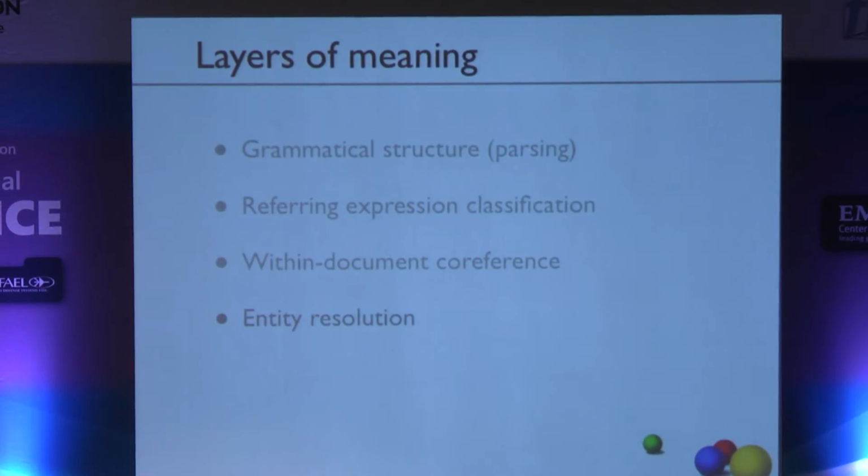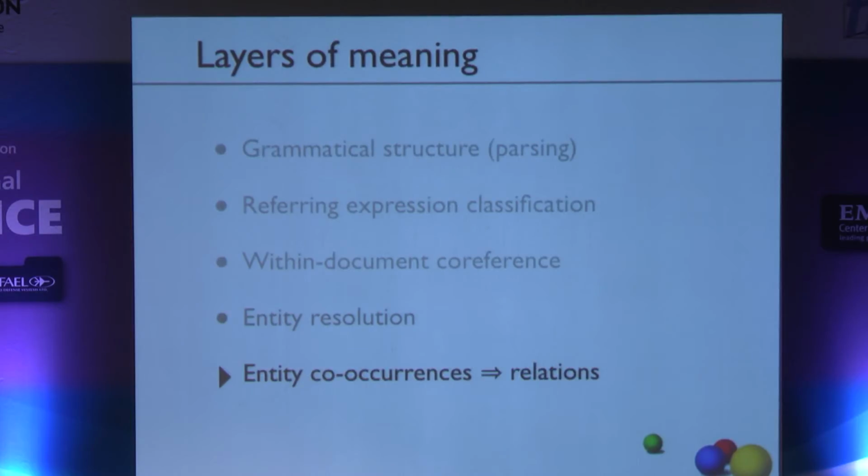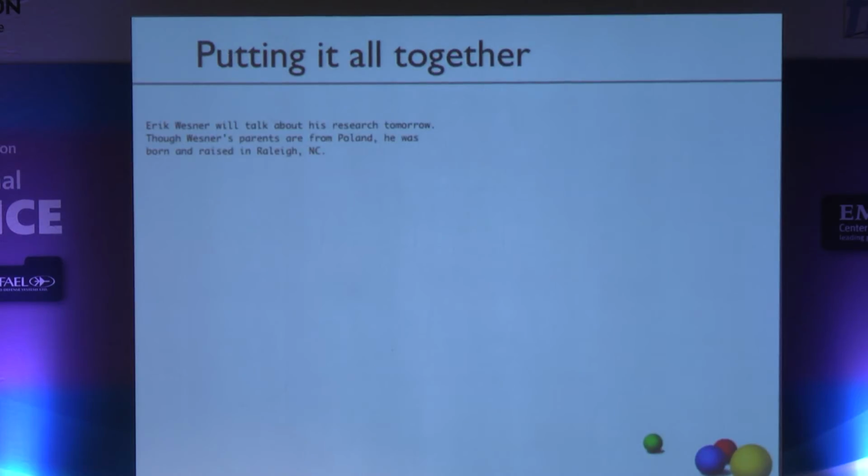All of these things, which are extremely important and complex, I will not talk about here, because what I'm going to focus on is the mapping from looking at entities co-occurring in certain contexts to the inference that there are certain relations between those entities. But let me show an example of putting this all together.